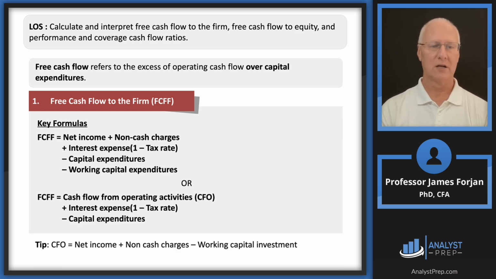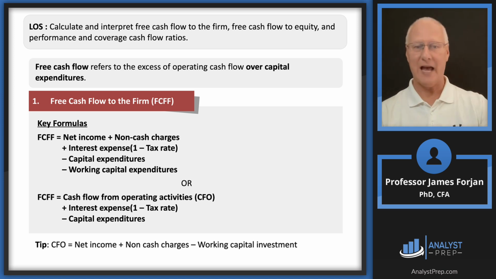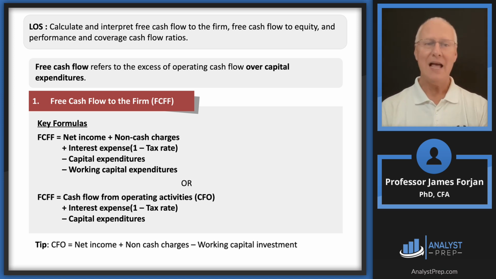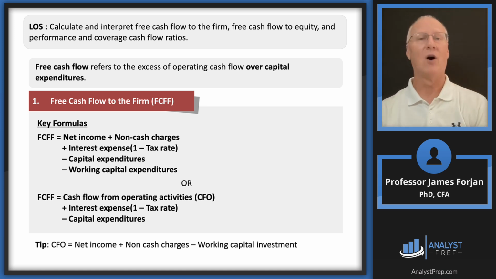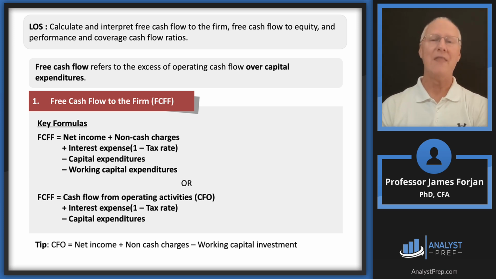All right, here's a couple of key formulas for free cash flow to the firm. So think about what I said. It's the amount of cash available after all expenses have been paid. So there's the net income. And then all short-term investments have been made. So there we subtract out working capital expenditures. And all long-term investments have been made. There we subtract out capital expenditures. And then you can't forget to add back in depreciation and amortization and depletion. And then you've got to figure out the after-tax cost of issuing a bond.